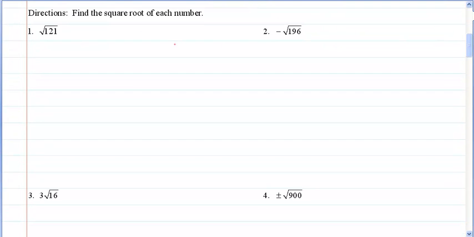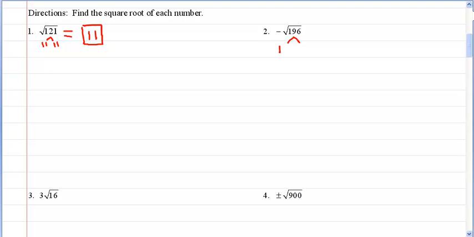So for the first four problems, we want to find the square root of each number. And for 121, we know that 11 times 11 is equal to 121, so the answer is 11. 121 is a perfect square, and there are two numbers that multiply together to give us 121, and so the answer is 11.